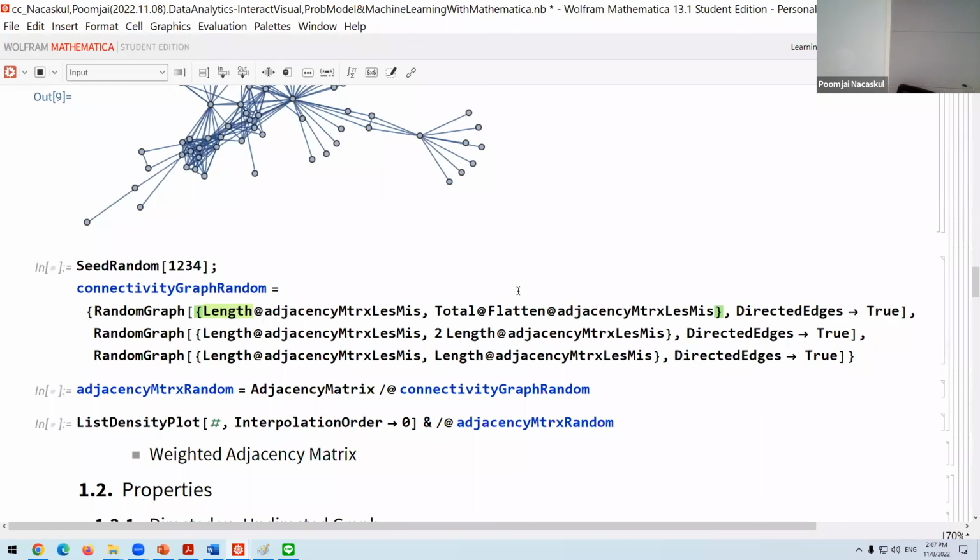Now, the example I want to demonstrate is not only random, it's also directed edges. What it means is that it's not symmetric. It's not 1, 1, it's 1, but maybe this is 0. So I just make this up.